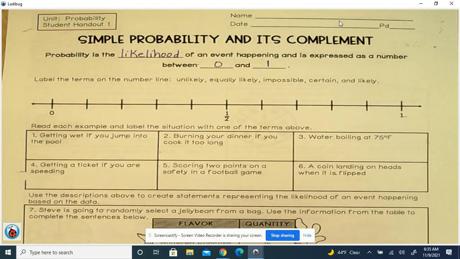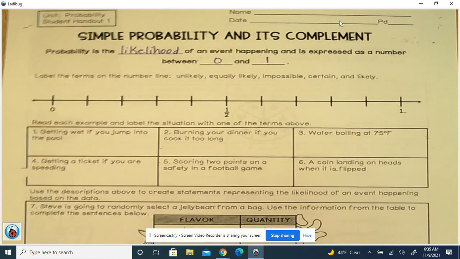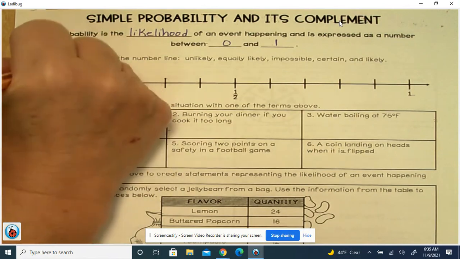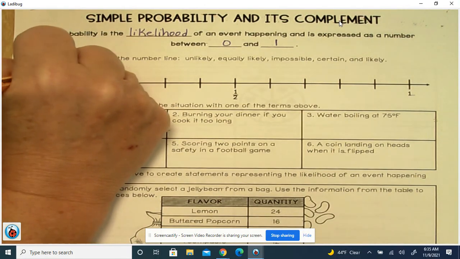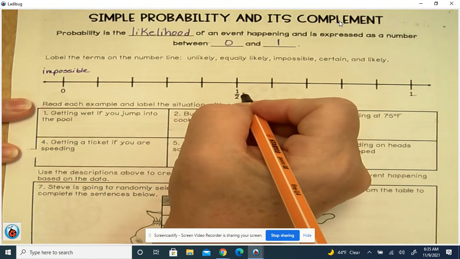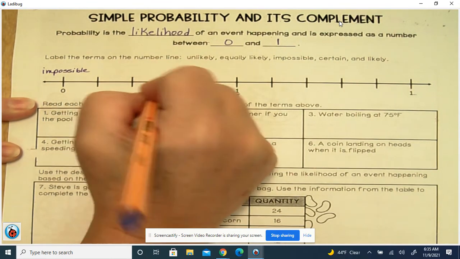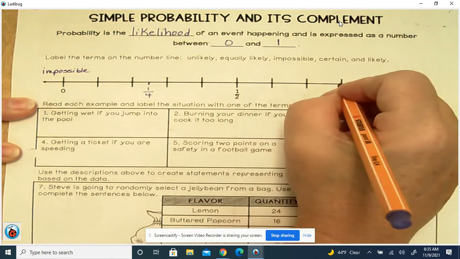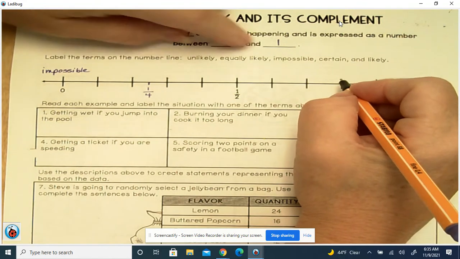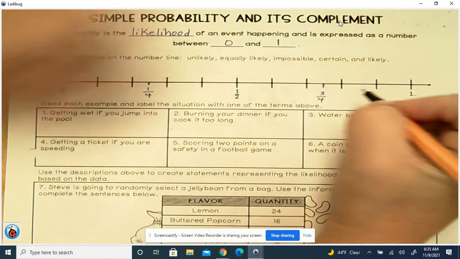So what we're going to do is label the terms on the number line: unlikely, equally likely, impossible, certain, and likely. If something has a 0 chance of happening, that is impossible. We've got a half here, and we're going to put a fourth right here. Then one, two, three, 1, 2, 3. Right here, we're going to put 3/4, so it's 75%.